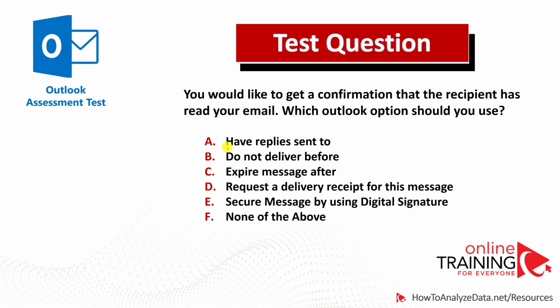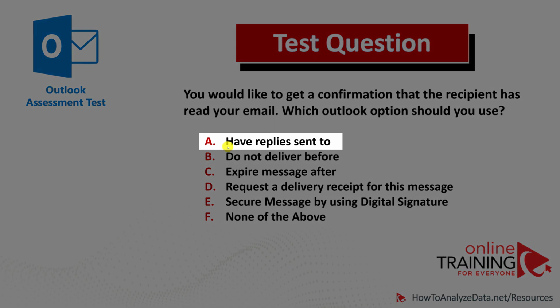details. Choice A defines which email address the email will be responded to if the recipient chooses to respond to your email message. You can configure a different email box if you would like to. Do not deliver before allows you to postpone the delivery of your message. Expire message after allows you to expire the message after a certain period of time, so it's no longer going to be accessible to the recipient.